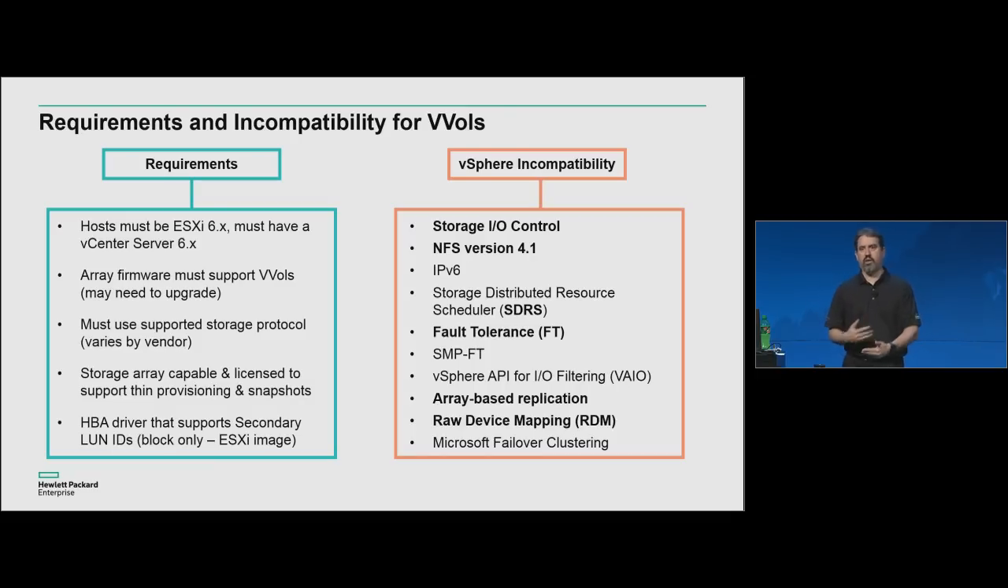Check the VMware hardware compatibility list, and it'll show you each vendor and what protocols they support for VVols. I know with 3PAR today, we only support Fibre Channel, as we're the Fibre Channel reference platform, but we plan to expand our support for protocols as well. But check the HCL, and it'll tell you what protocol is supported for each vendor. Your storage array must be capable, and licensed, to support thin provisioning and snapshots. We can no longer do that in vSphere itself.